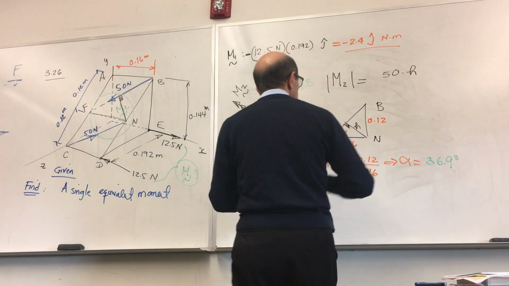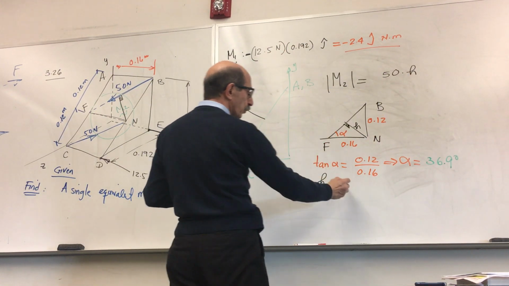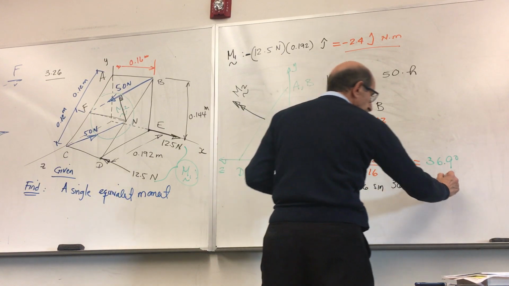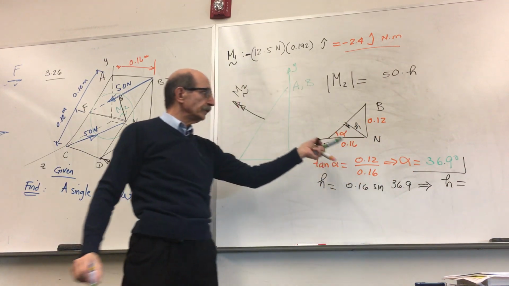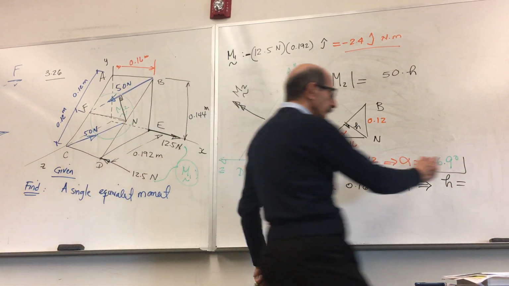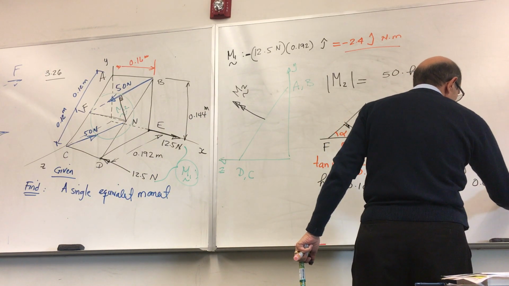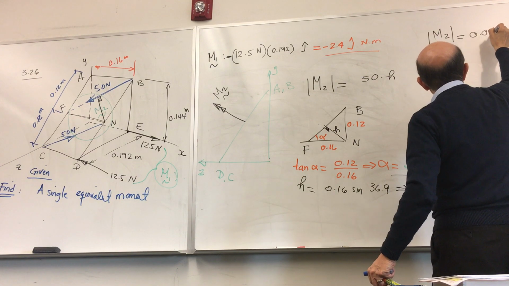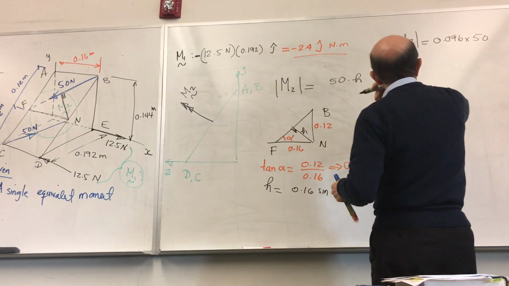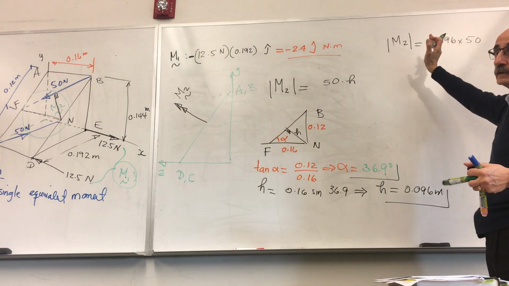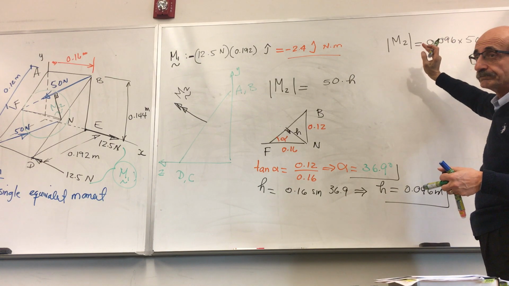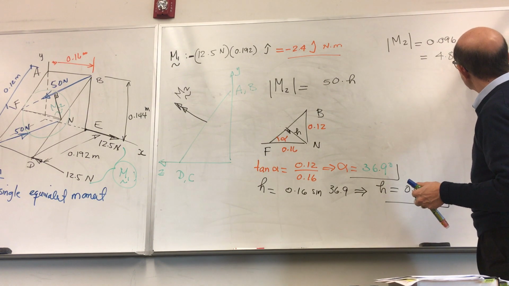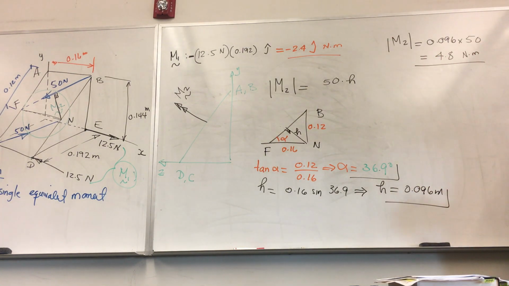If that's alpha, h would be 0.16 times sine of 36.9, which is 0.096. So the magnitude of M2 is 0.096 times 50, which is 4.8 newton meters.